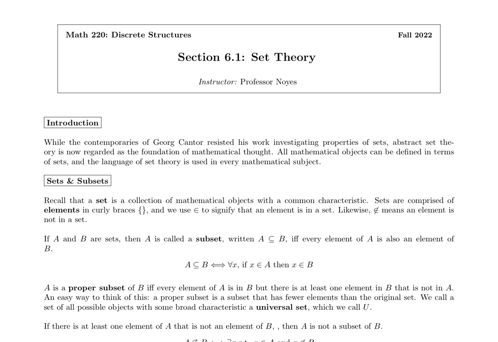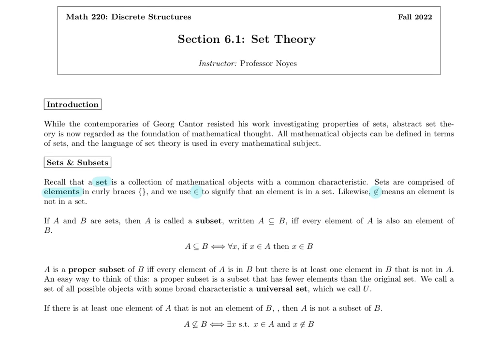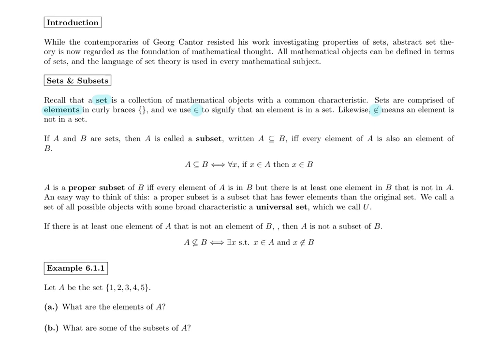So let's start with recalling that a set is a collection of mathematical objects with a common characteristic. Sets are comprised of elements that are contained in curly braces, and we use the element sign to signify that an element is in a set. Likewise, if we put a line through it, that means that our element is not in the set. So we've been using these symbols for quite a while now. But what we haven't talked about yet are subsets.